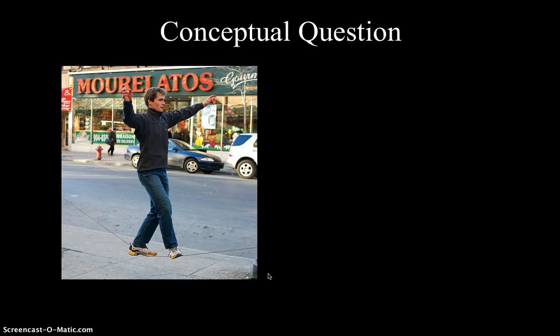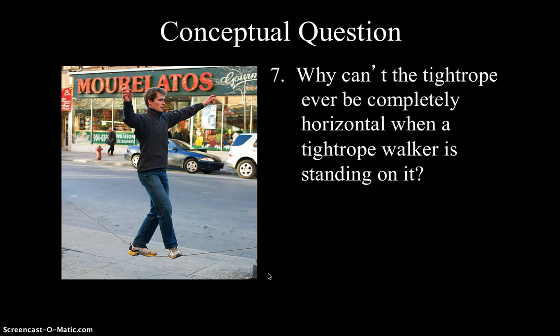Now this tightrope walker. The question is, why can't the tightrope ever be completely horizontal when a tightrope walker is standing on it? Based upon what we have done in 3, 4, 5, and 6, you'll be able to answer this question a little more concisely. So I will stop here, and during class we'll go and answer these questions, and this concludes part 2.